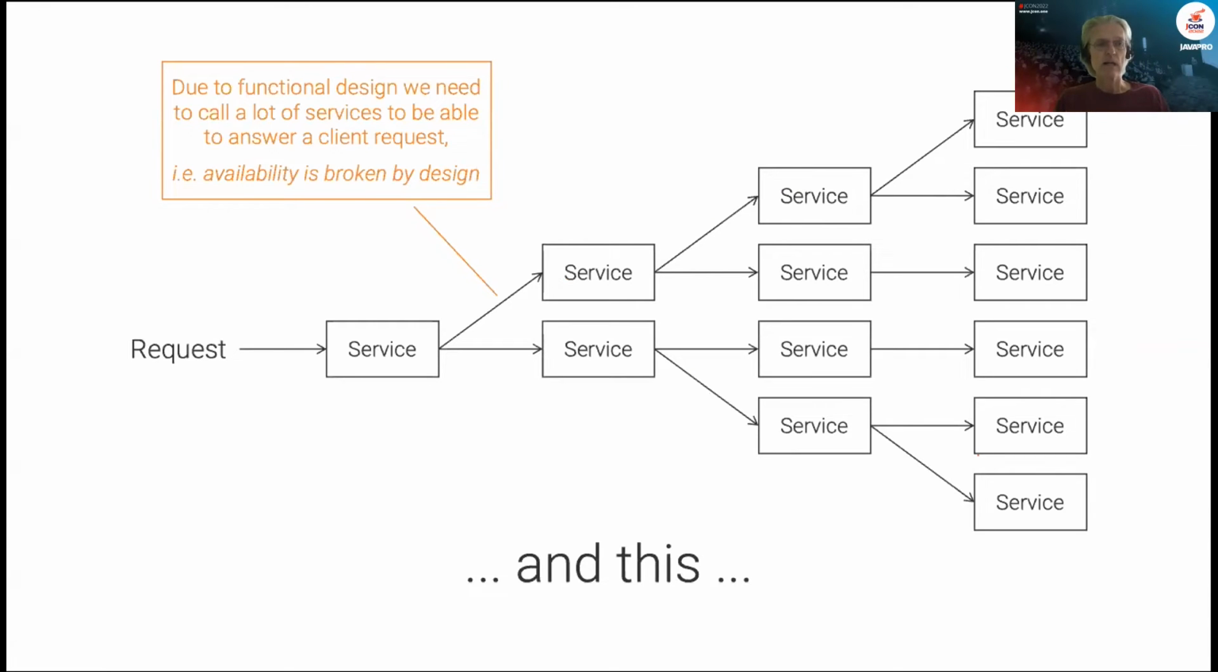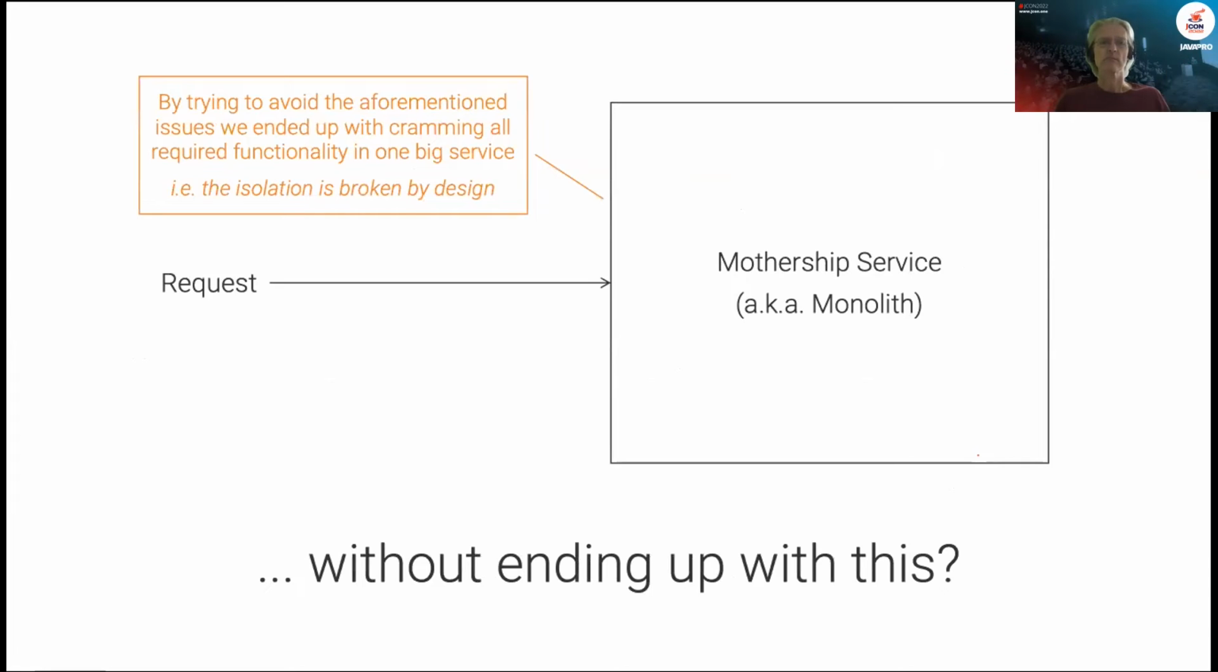The problem is now, to answer the external request, you have to reach out to a lot of internal services. And if any of them is down, you cannot do your work. Availability issues will hit you, and you also build up a lot of latency because calling all these services takes time. So your availability is again broken by design. By trying to fix that, you put the logic together a little bit more, and in the worst case, you end up with some kind of mothership service where everything's in, which breaks isolation by definition, because isolation says split up the whole application in several parts, and you just didn't.